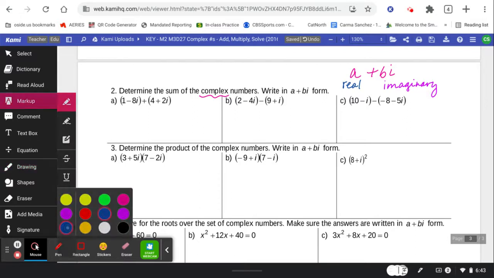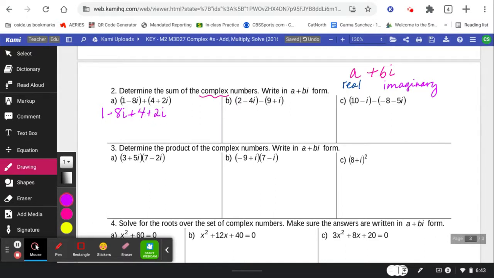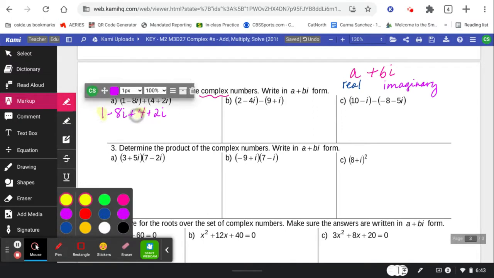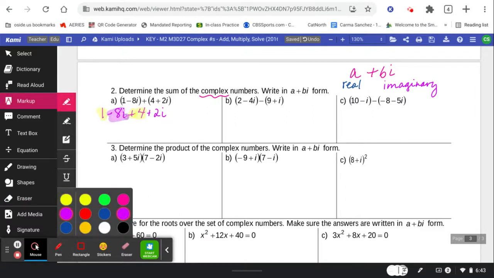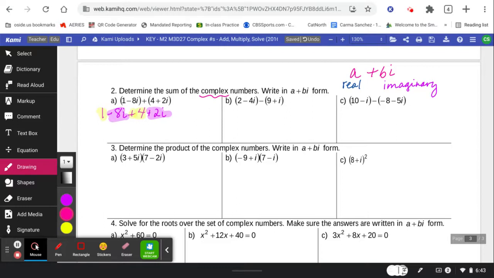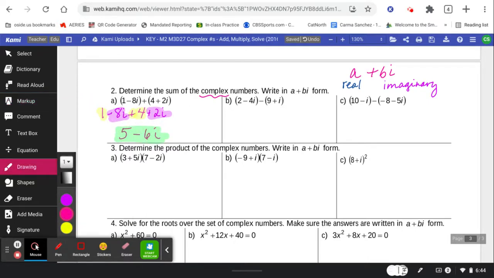So in combining these like terms here on the first one, part 2A, we're going to rewrite this with no parentheses. We have a 1, we have a minus 8i, we have a plus 4, and we have a plus 2i. And then we're just combining like terms of the real numbers or the constants, 1 and 4, and then the imaginary parts, the negative 8i and the 2i at the back. So for our real part, 1 plus 4, we're going to get 5. And for the imaginary part at the back, we get negative 8 plus 2 is negative 6i. And there's our final result in a plus bi format.